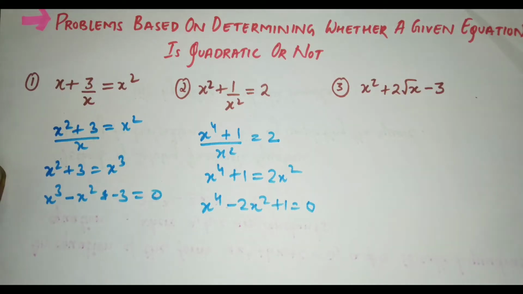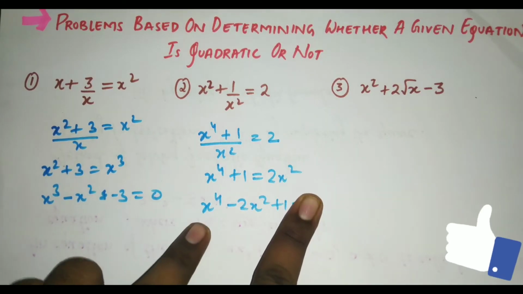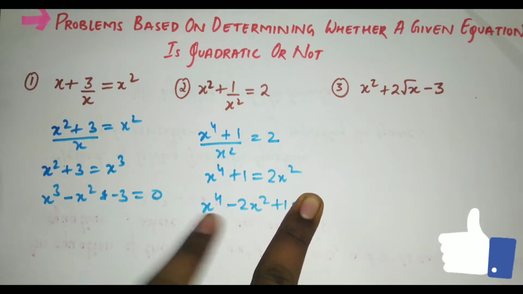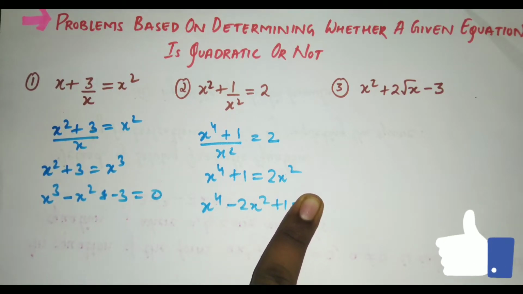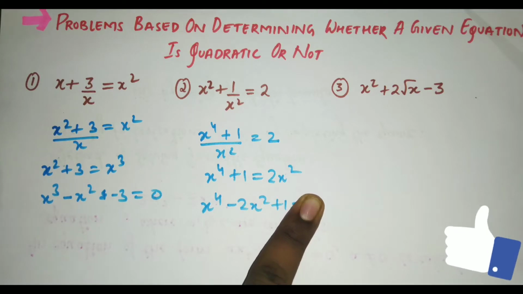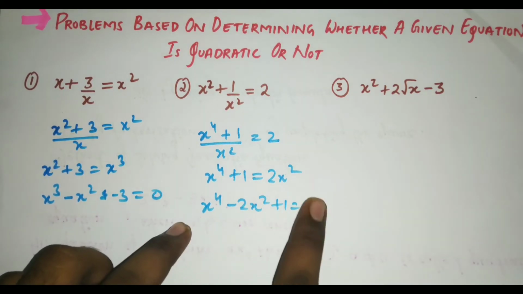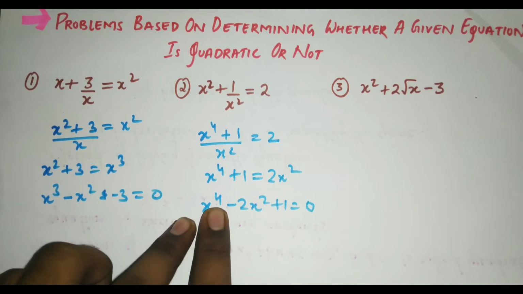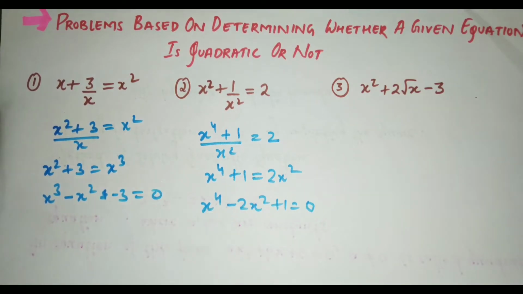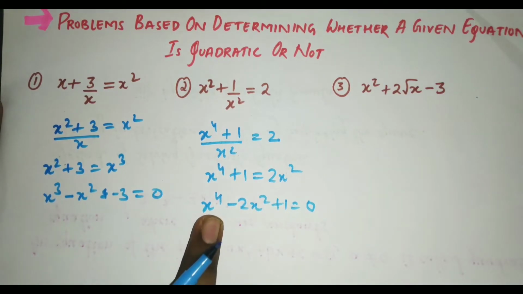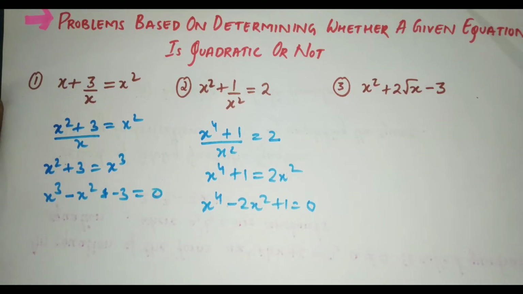Now observe this. The highest power of x is 4, but it should be 2 for it to become a quadratic equation. But here you can see the highest power of x is 4. So we can say that this is not a quadratic equation, because the highest power of x is 4. It should be x power 2, right? Now moving on to the third question.